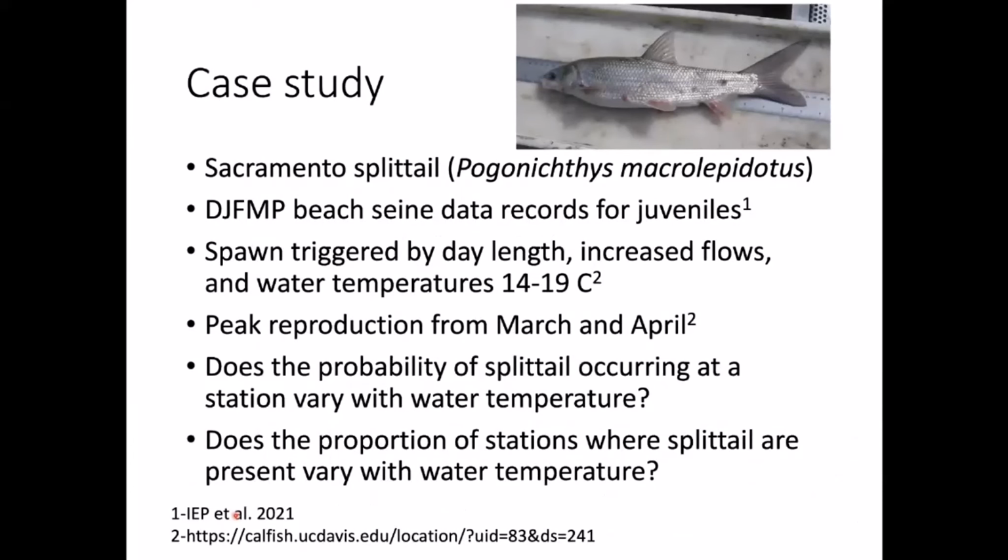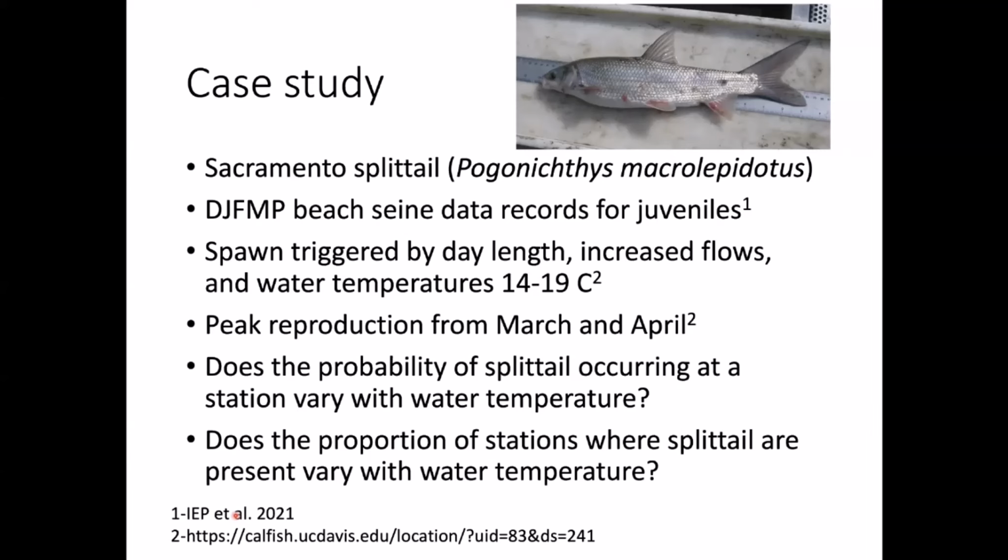So moving on now to our case study, I thought it would be kind of fun to look at some data on Sacramento splittail, Pogonichthys macrolepidotus. So I pulled data from the Delta Juvenile Fish Monitoring Program, specifically the beach seine data, because it's a good record of juveniles and the number of juveniles produced each year.